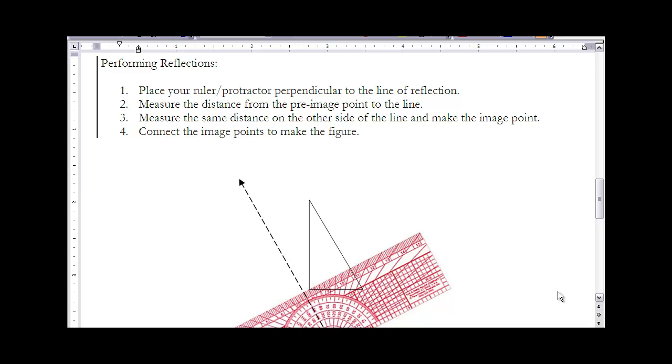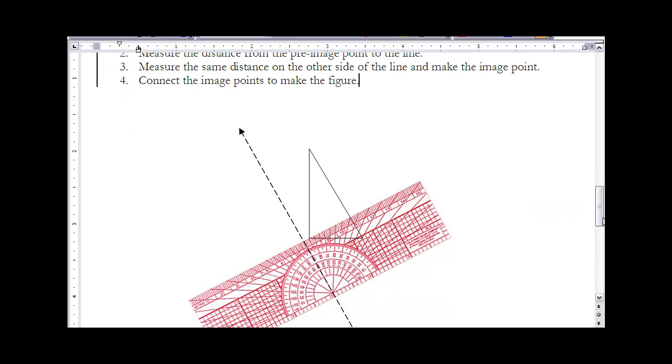Okay, now what I'd like to do is take a look at how we can do reflections without a coordinate grid. If I'm just looking at reflecting a figure over a line using a ruler and a protractor, we know that when we perform a reflection, the reflecting line has to be the perpendicular bisector of a pre-image point and its image point. So to do that, we're going to take our ruler protractor that you use in your science course, and I'm going to place the ruler such that it's perpendicular to the line. So I'm going to put the 90 degrees mark on the line so that the ruler is perpendicular.